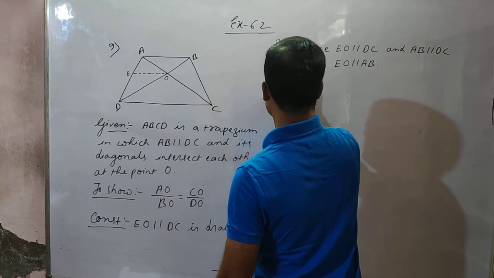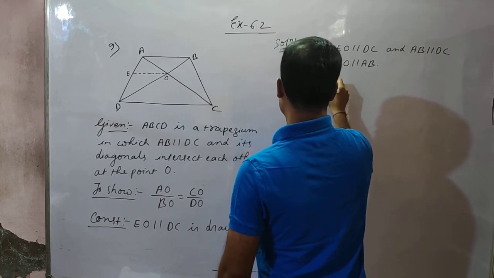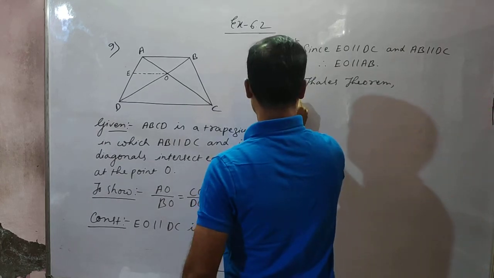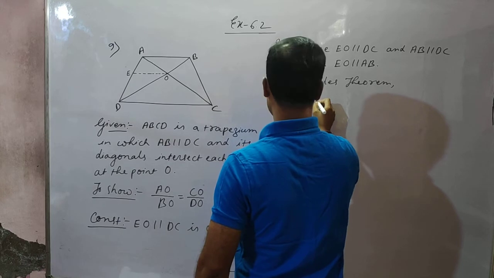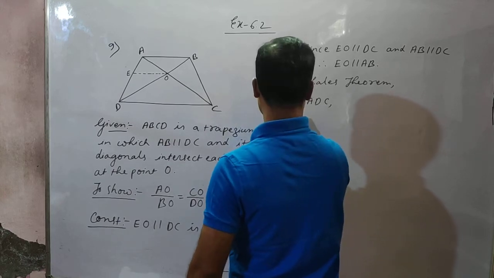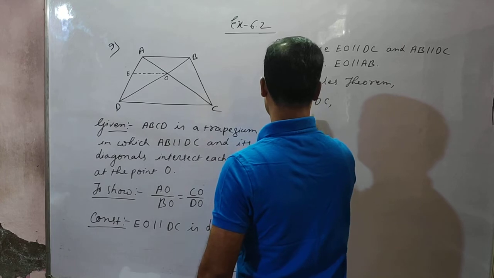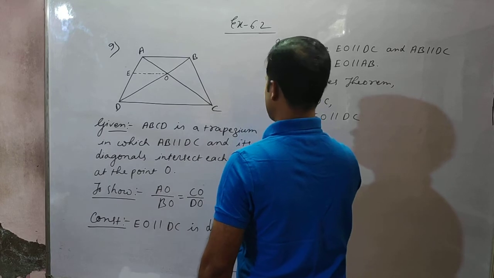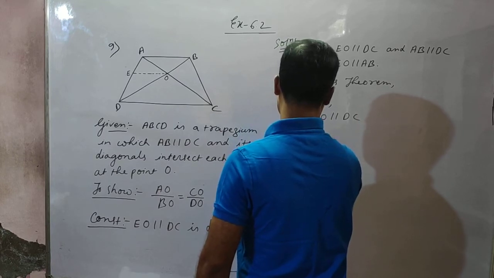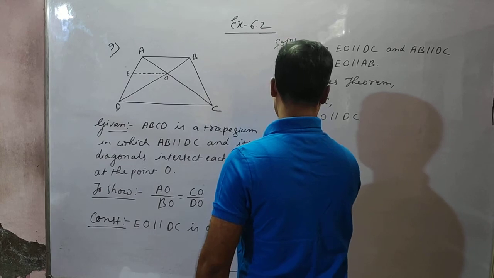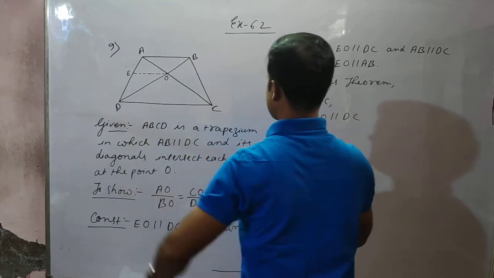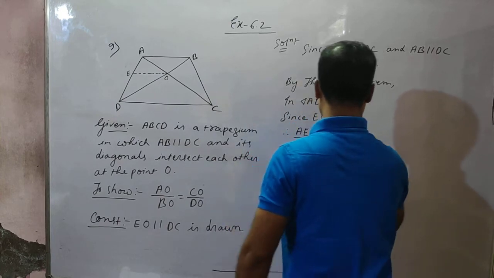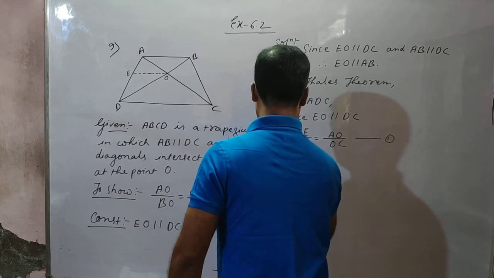So by Thales theorem, in triangle ABC, since EO is parallel to BC, therefore AE by ED is equal to AO by OC. Mark it 1.